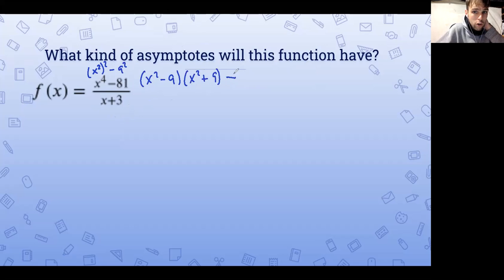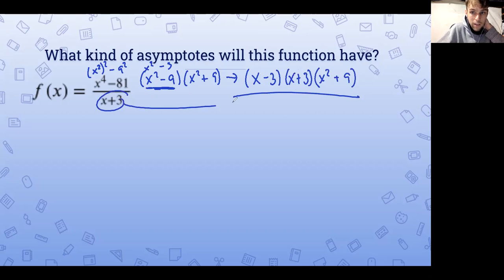This factors even further, this one, because that's another difference of squares. This is x squared minus 3 squared. So this factors as x minus 3 times x plus 3, and then x squared plus 9. You can see now they have a common factor, x plus 3. So technically, this is not even a rational function at all because they have a common factor. We got rid of this altogether. It's not even a rational function. Be careful with these, but generally, when you're given a problem like this, you can usually assume that this won't happen. But be careful.